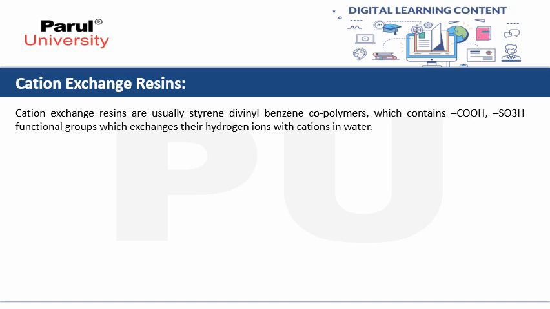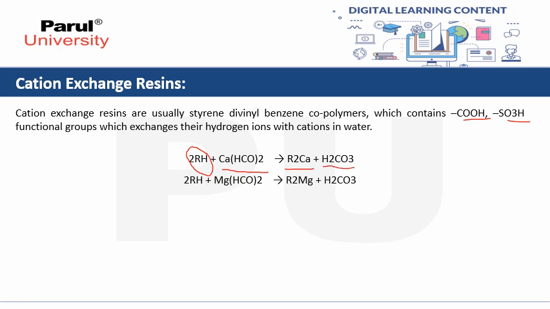Cation exchange resin. The cation exchange resins are usually styrene divinyl benzene copolymers which contain carboxylic group, sulfonic group, functional group which exchanges their hydrogen ions with cations in water. So the reaction will be: if there is calcium bicarbonate, then this resin will react with this calcium bicarbonate and the H plus ion will be replaced by calcium forming carbonic acid.